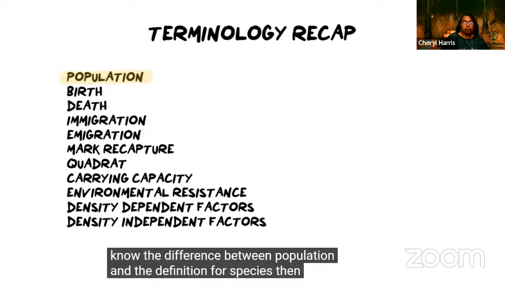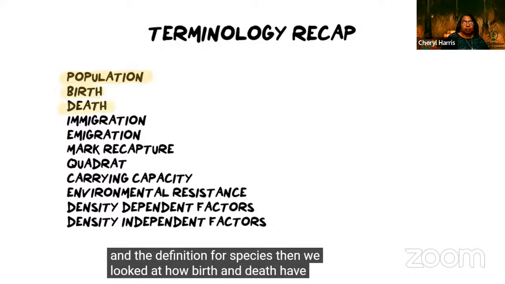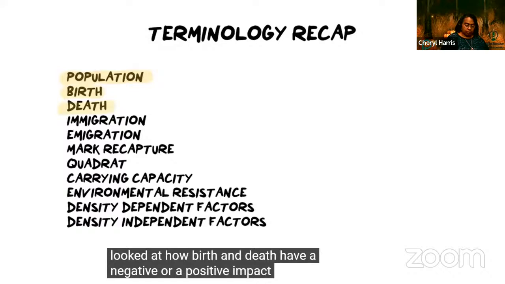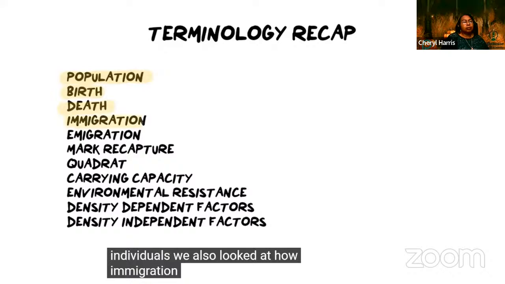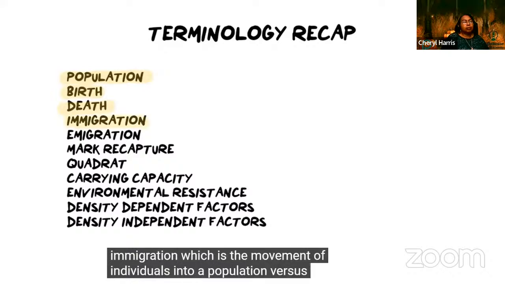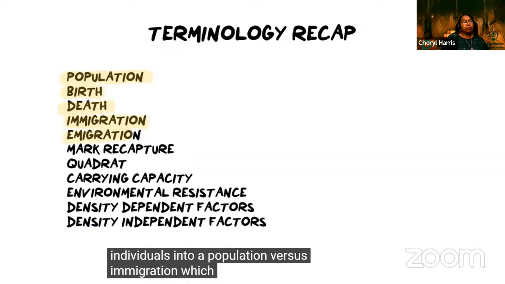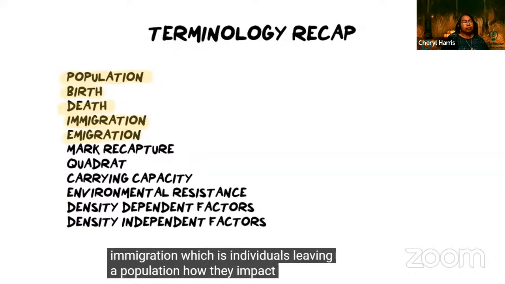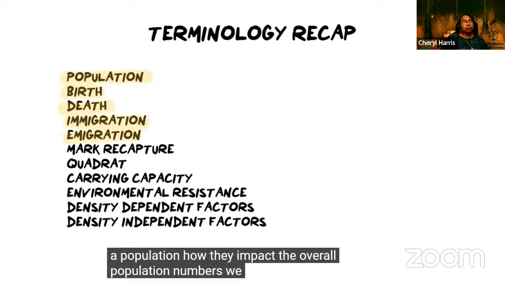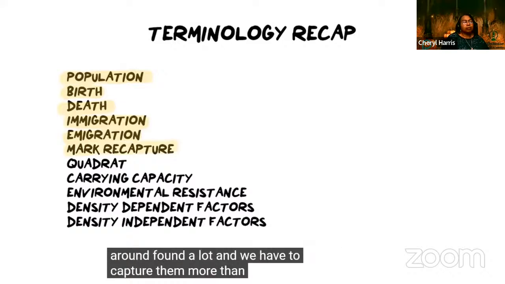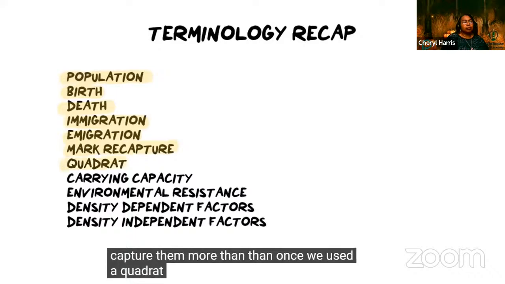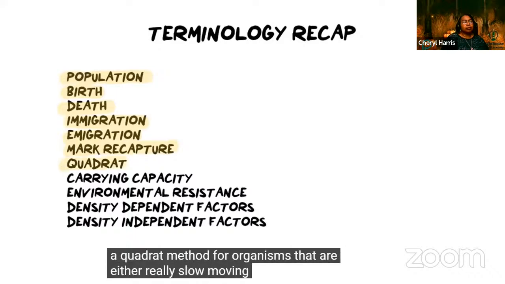It's important that you know the difference between population and the definition for species. Then we looked at how birth and death have a negative or a positive impact on a population by adding or subtracting individuals. We also looked at how immigration, which is the movement of individuals into a population, versus emigration, which is individuals leaving a population, impact the overall population numbers. We looked at two methods that we count individuals. We use mark recapture for organisms that move around a lot, and we have to capture them more than once. We used a quadrat method for organisms that are either really slow moving or they don't move at all, and we count an average and we get an estimate.